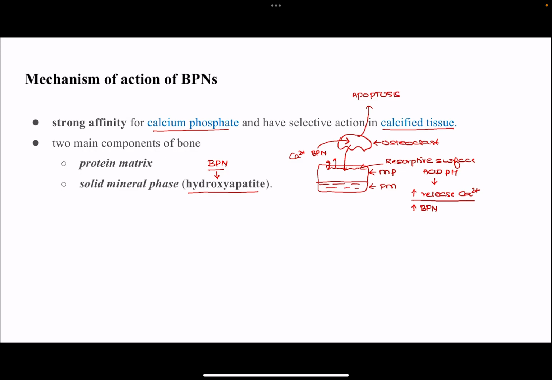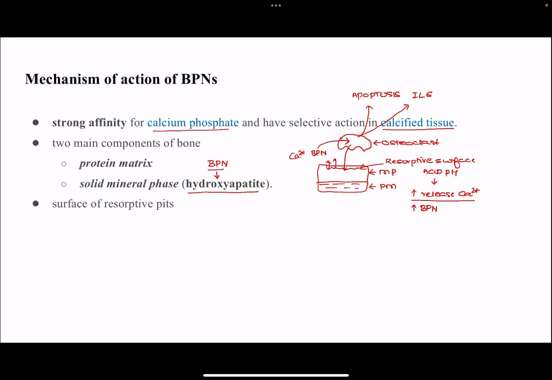That is the program death. And also along with that, it will also suppress the activity of interleukin 6. So this is how the bisphosphonates produce their mechanism of action.